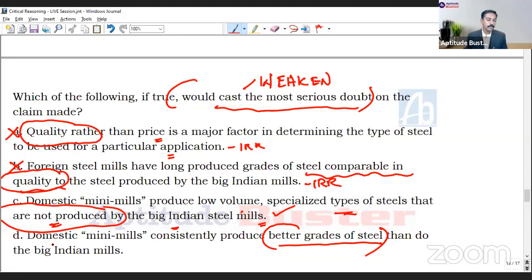Look at option D. Domestic mini mills consistently produce better grades of steel than do big Indian steel mills. If D is true, then option D actually strengthens or supports the claim made by the author. If domestic mills produce better grades, then obviously big mills will face severe competition from small ones. So D supports, C opposes. Your question asks you to identify the choice that would weaken the claim. Therefore, the right choice for this question is option C.